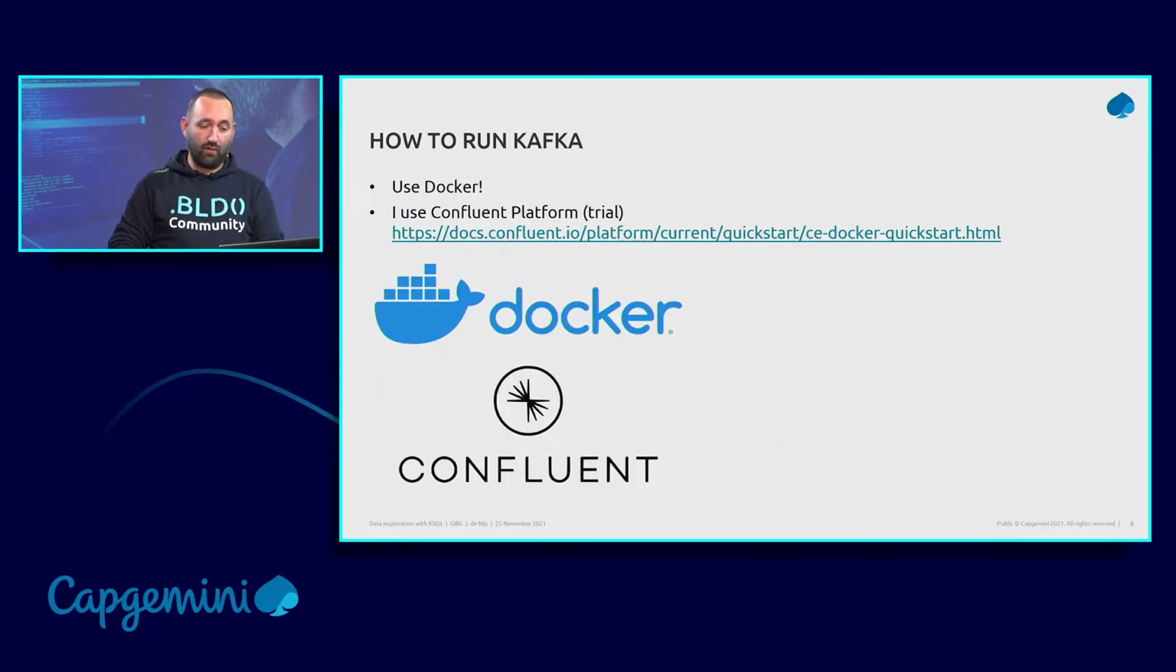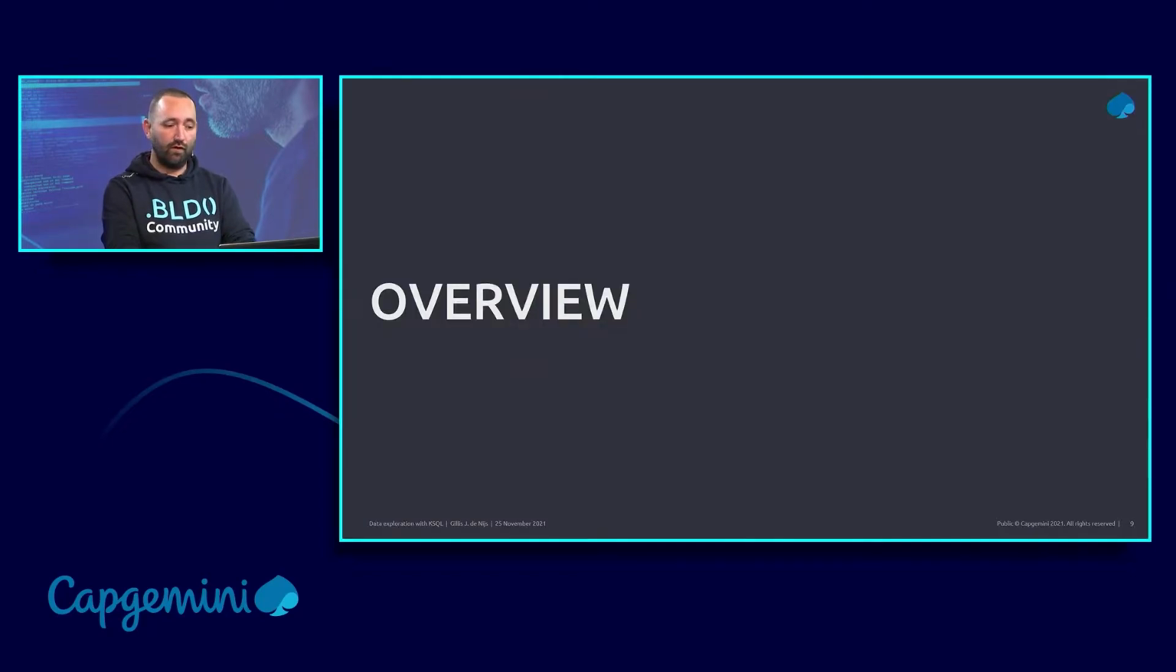So how to run Kafka? Well, that was a breeze actually, because you just use Docker. I used the Confluent platform trial. Confluent is an organization that adopted Kafka and made their business around it. Ben will talk about Confluent later. But the Confluent platform trial is really simple. It's just a Docker Compose file that you can run on your machine, and then you'll have a fully configured Kafka system.